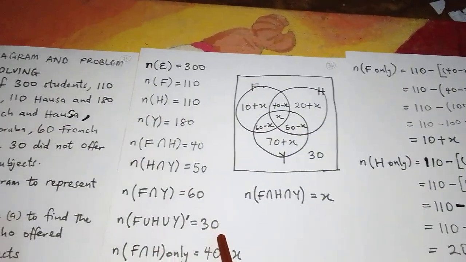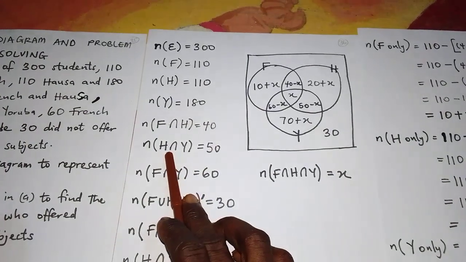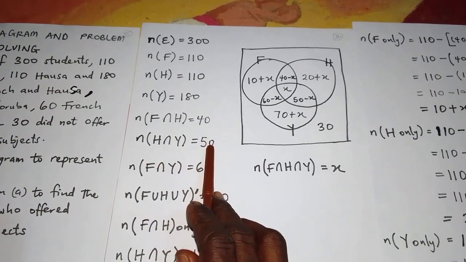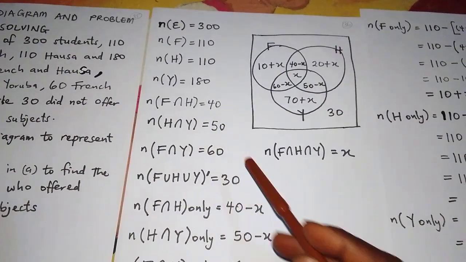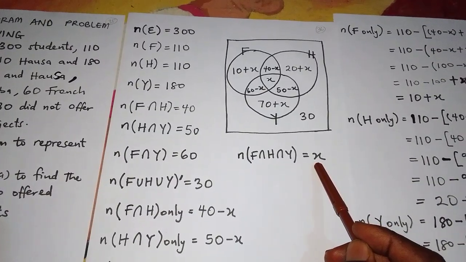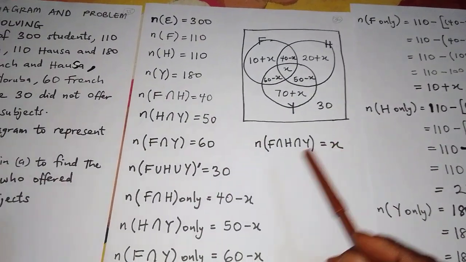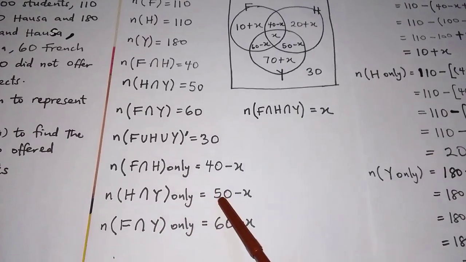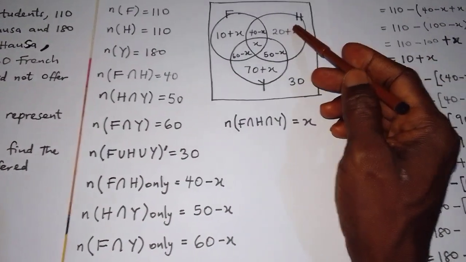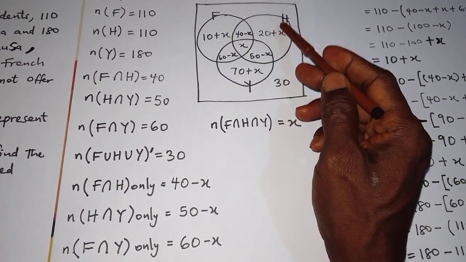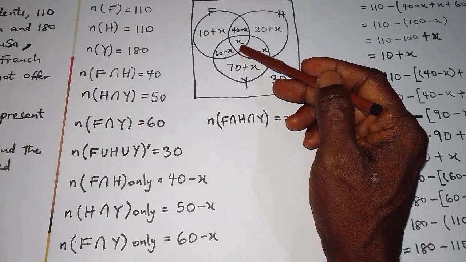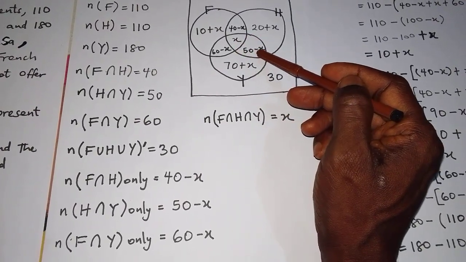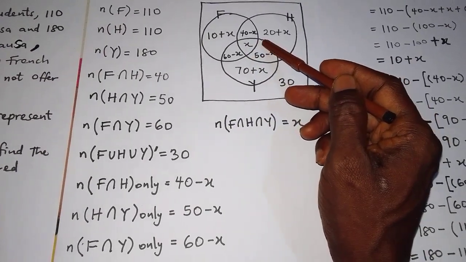Then we know that those that offer Hausa and Yoruba, they are 50. But out of these 50, some of them offer the three subjects. So to know those that offer only Hausa and Yoruba, we are having 50 minus X. So you put it where? So this one is Hausa and Yoruba. This place will represent those that offer only Hausa and Yoruba.